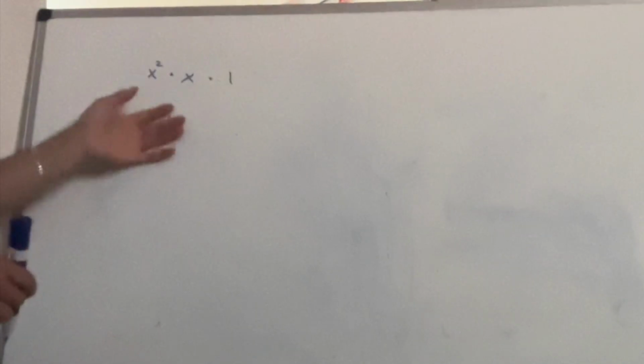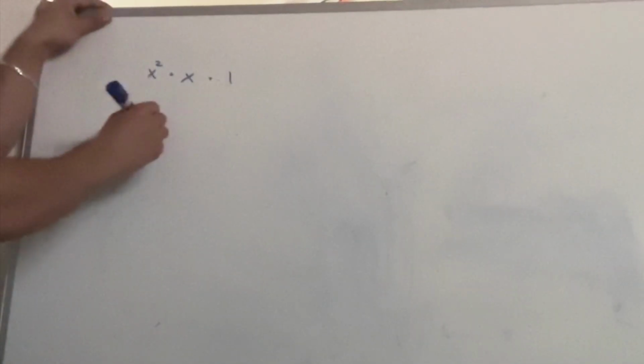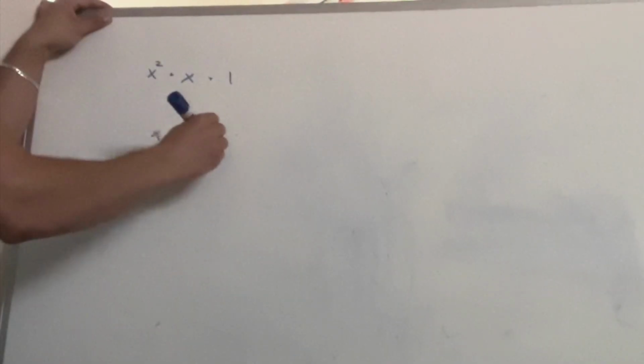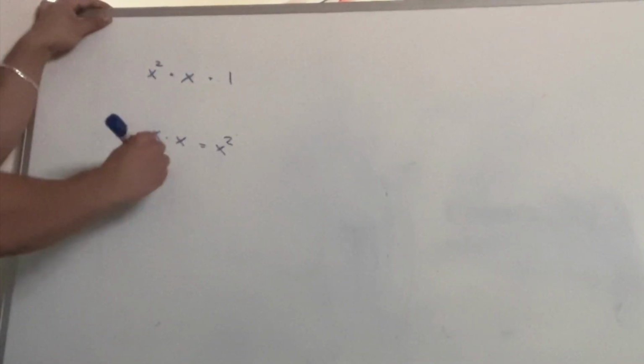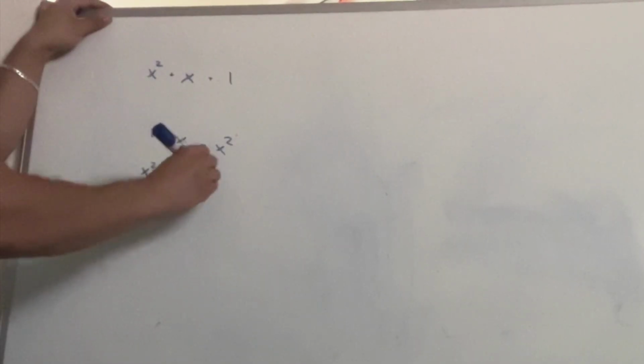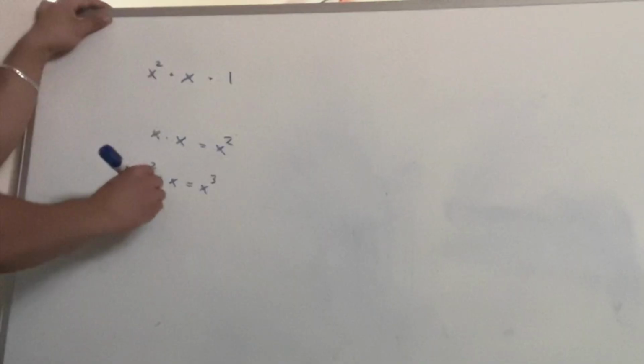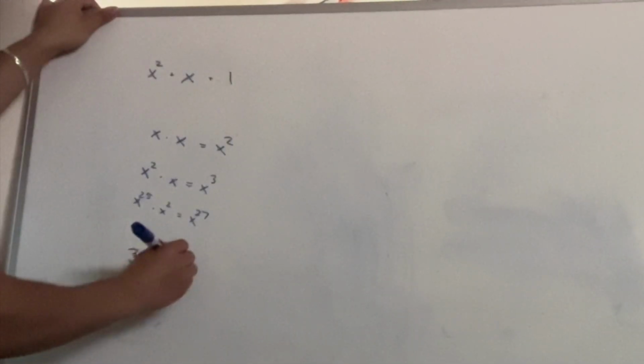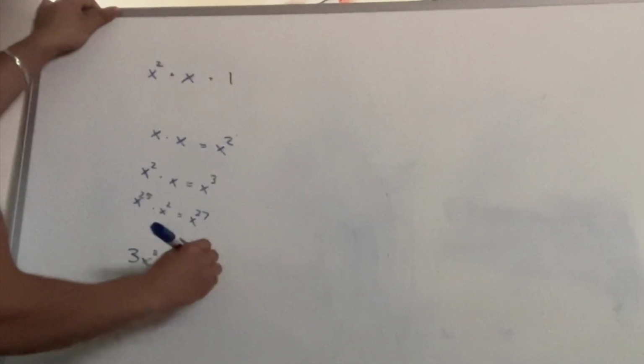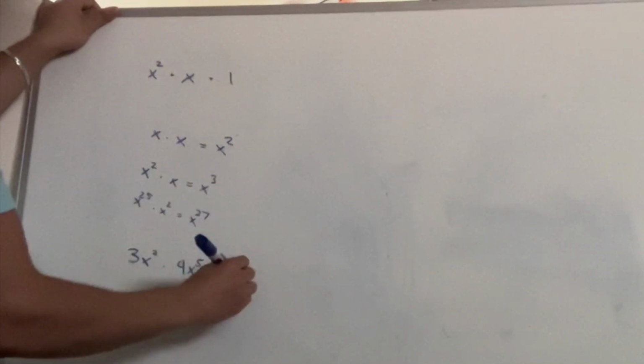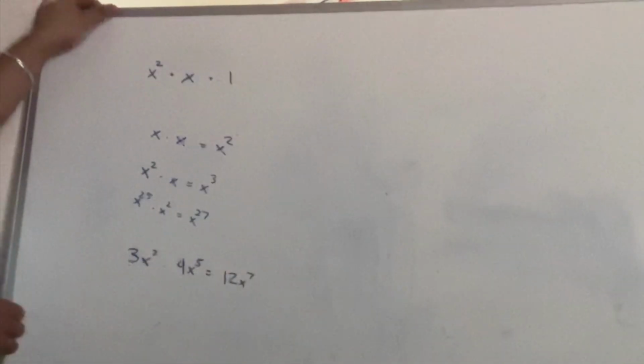That being said, when multiplying, it doesn't matter. So if I had x times x, that's just x squared. If I had x squared times x, that's x cubed. And if I had x to the 25th times x squared, that's x to the 27th. If I had 3x squared times 4x to the 5th, that's just 12 x to the 7th, right?